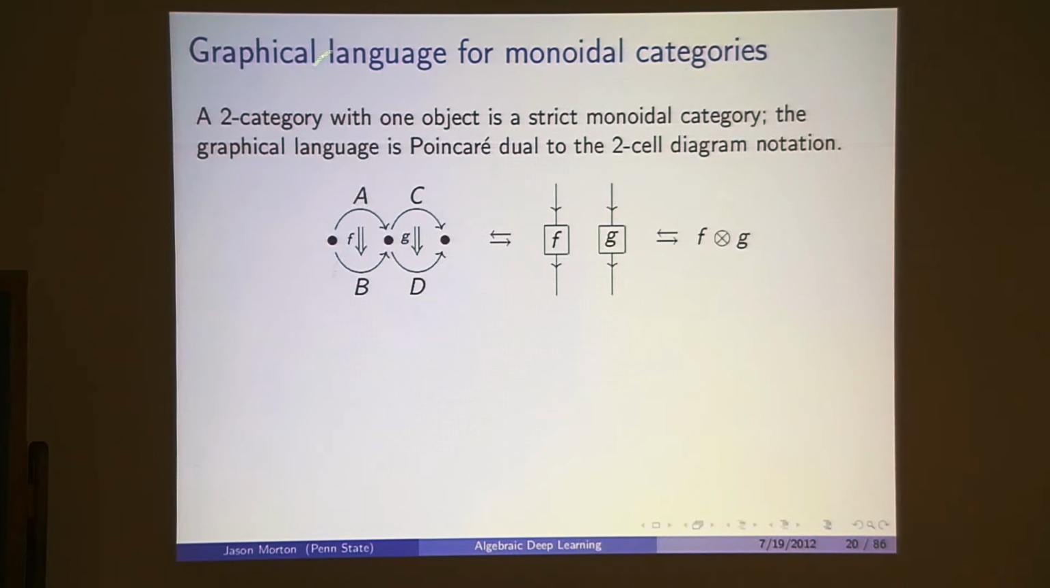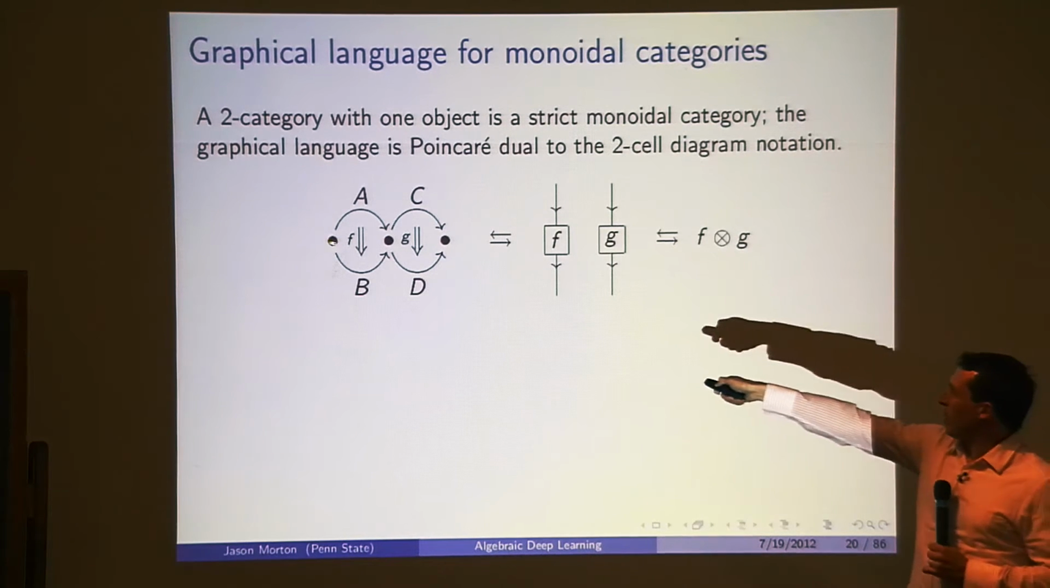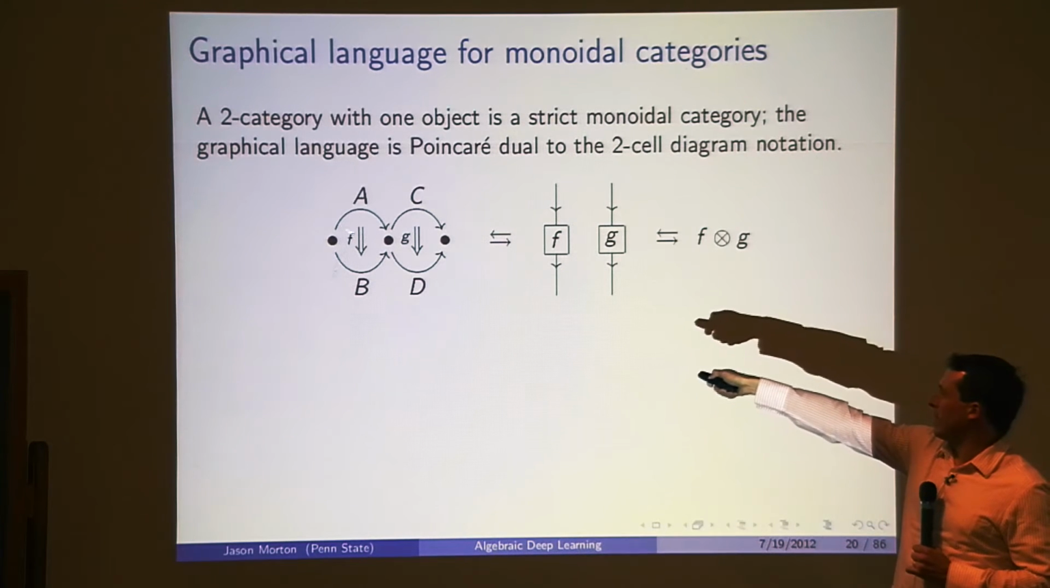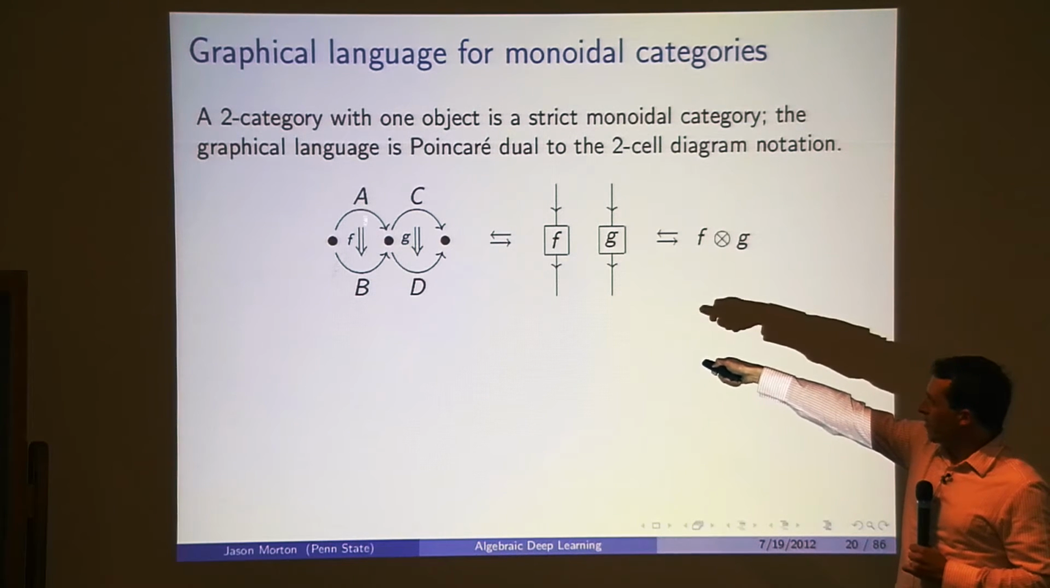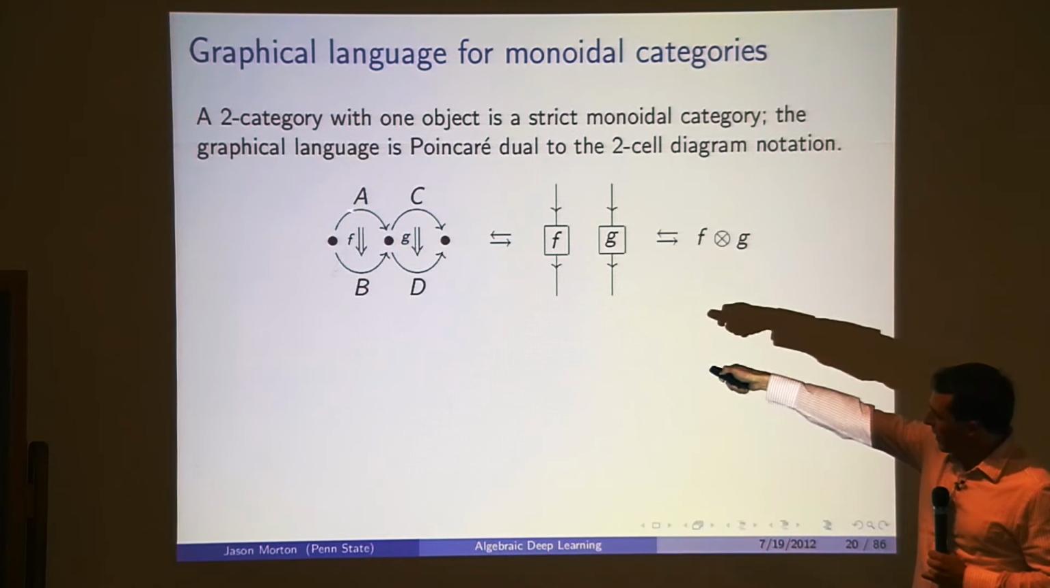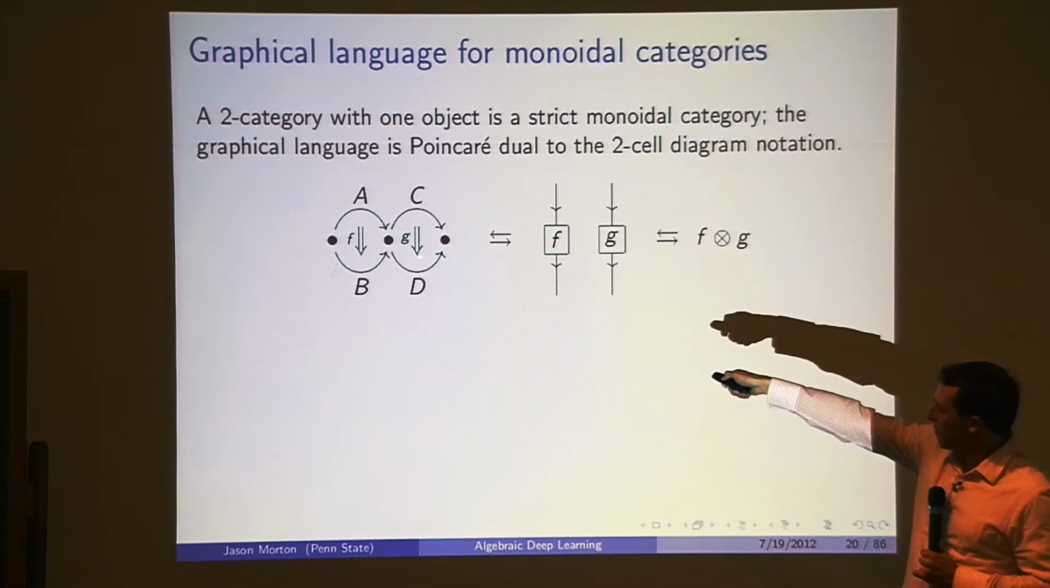Okay, so we have a graphical language for monoidal categories. One of the fancy ways of saying this is that a 2-category with one object is a definition of a monoidal category. You can think about it as a bunch of maps: this map A, this map C, this map B, this map D. And then there's maps between the maps. That's why it's a 2-category.